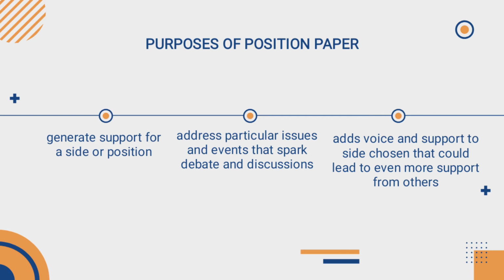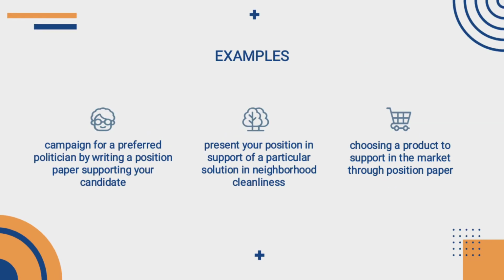For example, during a campaign for a preferred politician, by writing a position paper supporting your candidate; present your position in support of a particular solution for your neighborhood cleanliness; or choosing a product to support in the market through a position paper. But like what I've said earlier, writing a position paper involves actively choosing a side and supporting it, so expect that there are some people that will be on your side and some will not.